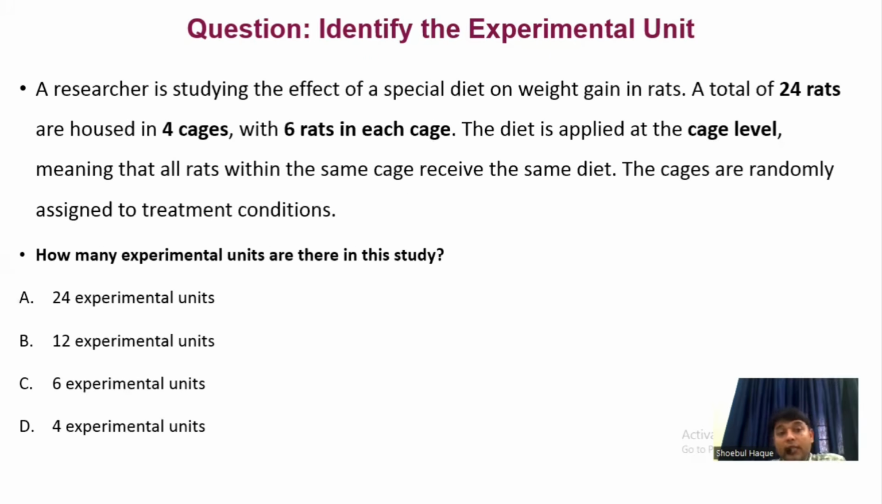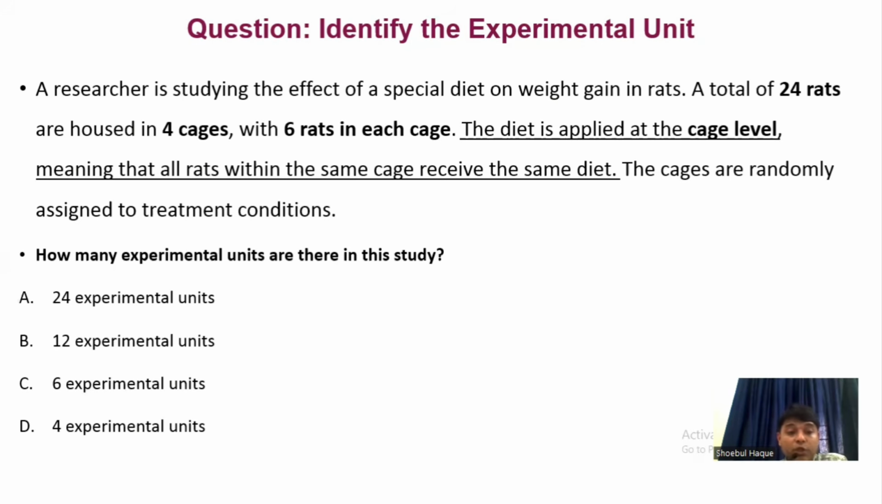Next, a researcher is studying the effect of a special diet on weight gain in rats. A total of 24 rats are housed in 4 cages with 6 rats in each cage. The diet is applied at the cage level, meaning that all rats within the same cage receive the same diet. The cages are randomly assigned to treatment conditions. How many experimental units are there in this study? The main line here is that the diet is applied at the cage level, meaning that all the rats within the same cage receive the same diet.